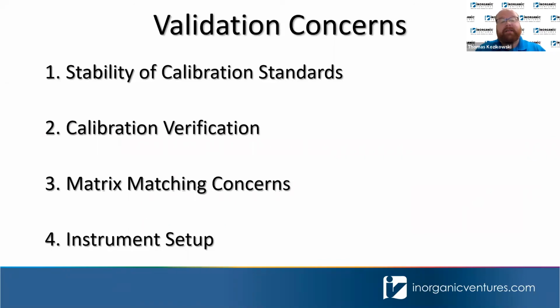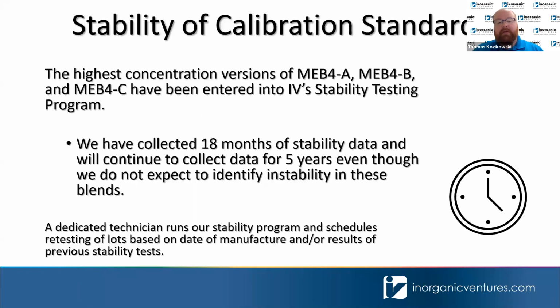And then next, at IV, we've always worried about matrix matching our standards versus our samples. So how important is that with this new method? And then finally, what instrument setup do we have to use in order to make sure all of our elements work? So first is the stability of the calibration standards.